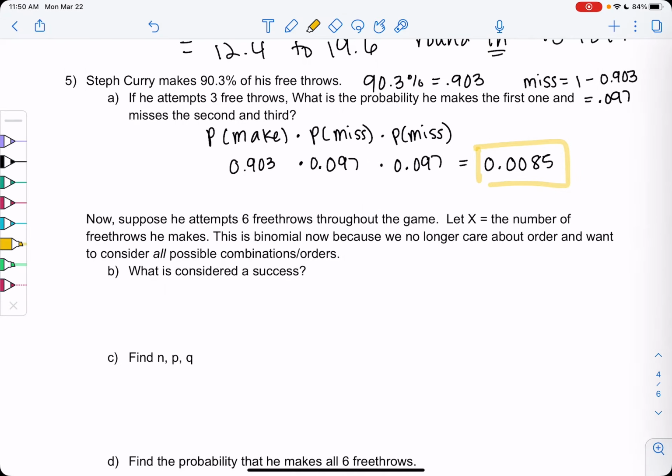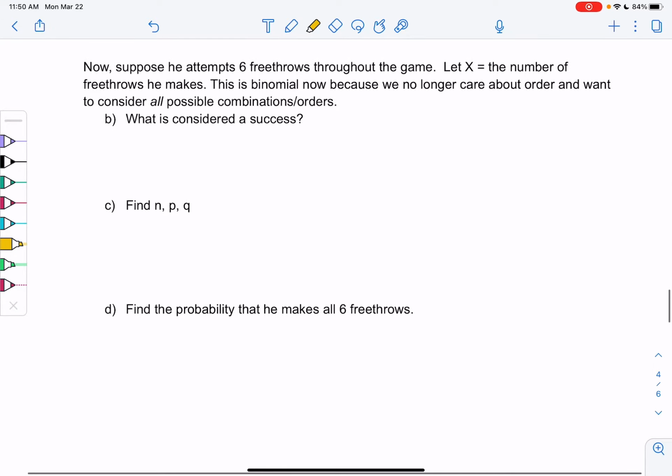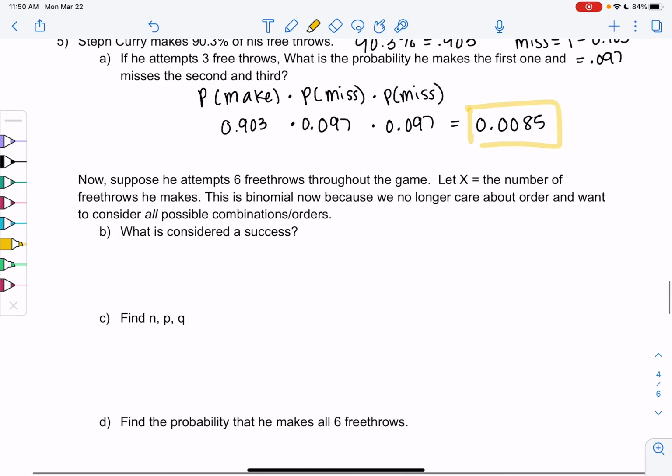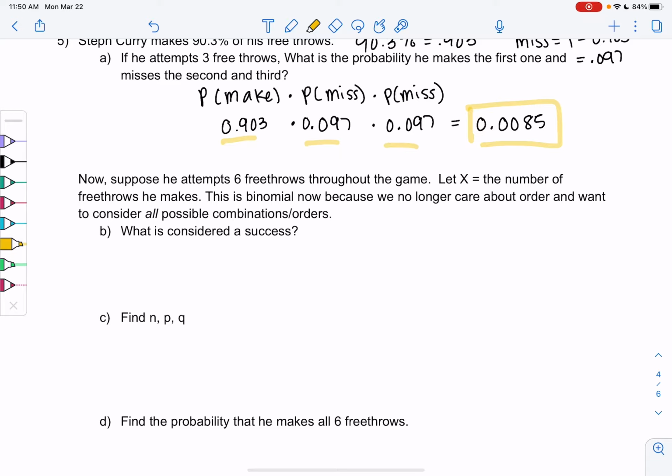All right, so now we're just going to say he attempts 6 free throws throughout the game. X will be the number of free throws he makes, and this is binomial because we don't care about order. If he makes 2 out of 3, or 1 out of 3 like this previous one, there's more than one way this could happen. It could be make, miss, miss. It could be miss, make, miss, right? But that first one cared about order.